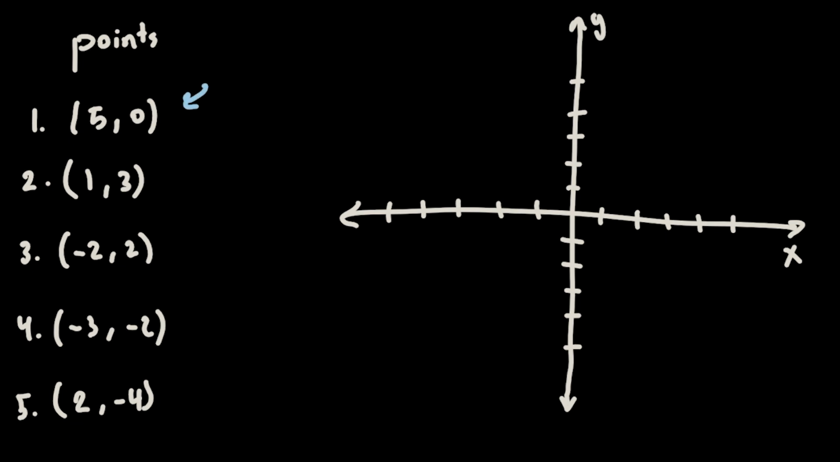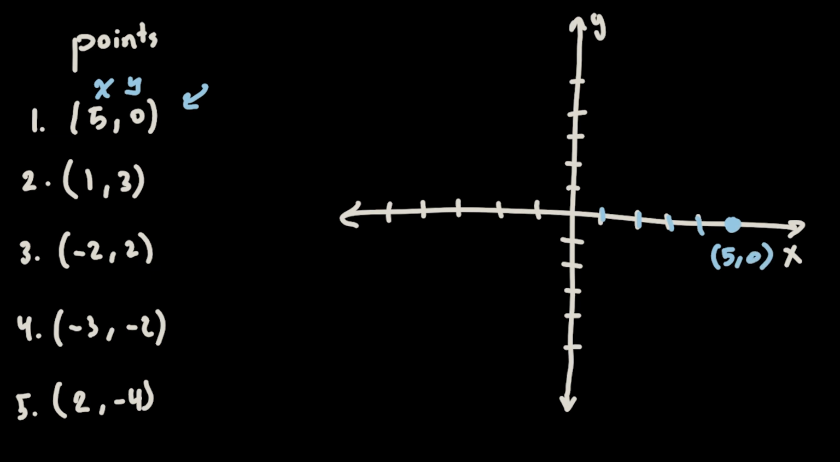Let's see one. Here we have 5 and 0. So 5 is the x and 0 is the y. We want to move 5 units on the x-axis. So this is 1, 2, 3, 4, 5. And we should not move in the y-axis because we have a 0. So I'll just plot this point, and this is 5 and 0.